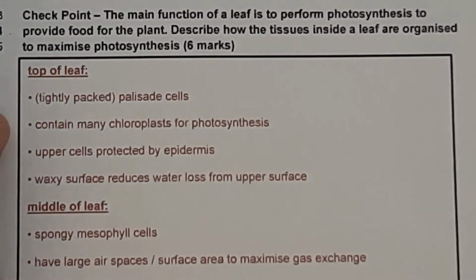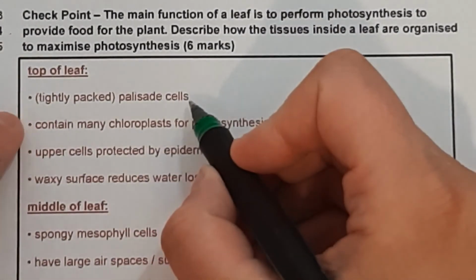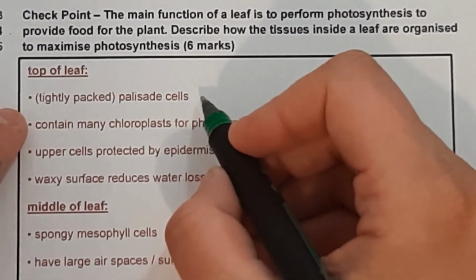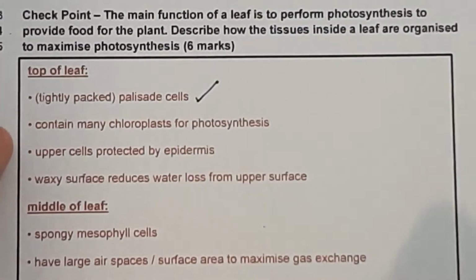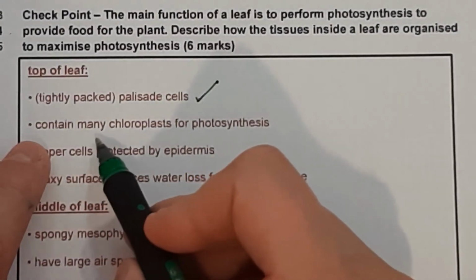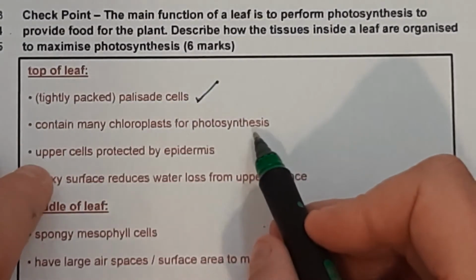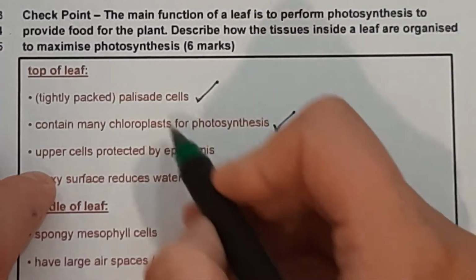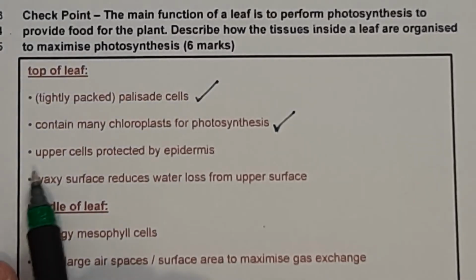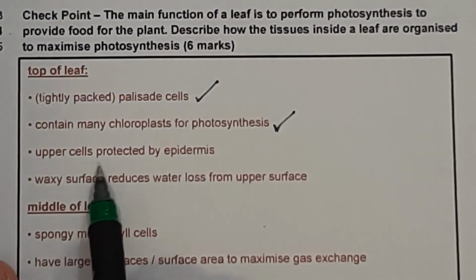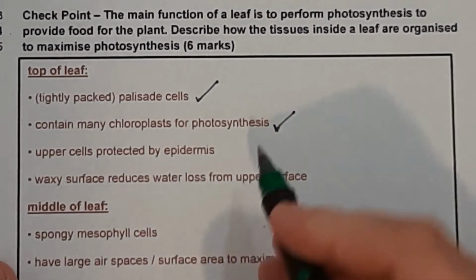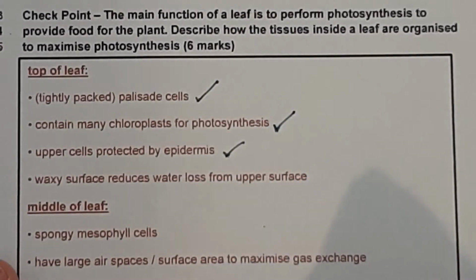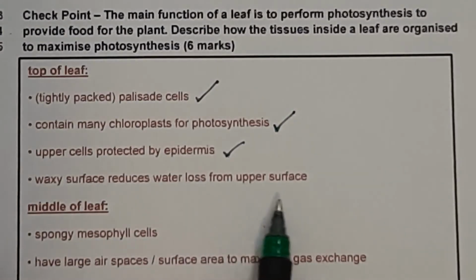At the top of the leaf, if you've labelled palisade cells, or said that there are palisade cells at the top or surface of the leaf, that is worth a mark. If you've said that they contain many chloroplasts for photosynthesis, excellent. Then if you've said the upper cells, or the surface of the leaf, is protected by the epidermis, or you've labelled the epidermis on a diagram, that's perfect. Then the waxy surface reduces water loss from the upper surface, if you've written that, excellent.